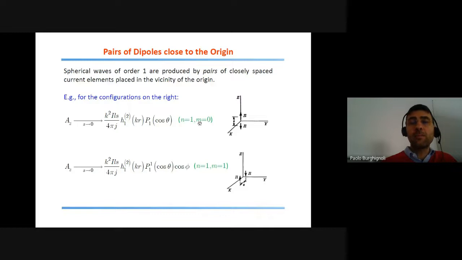I remind you that m is the index related to the azimuthal dependence. So in this configuration, we have rotational symmetry around the z-axis, so the order m is equal to 0. If you place the two current elements along the x-axis, maintaining them parallel to the z-axis, a different result would be obtained, because now the rotational symmetry around the z-axis would be destroyed. And in particular, now what happens is that we have a Legendre function P_1^1, and in addition, we have a dependence on phi through the cosine of phi. So in this case, the index m is equal to 1.